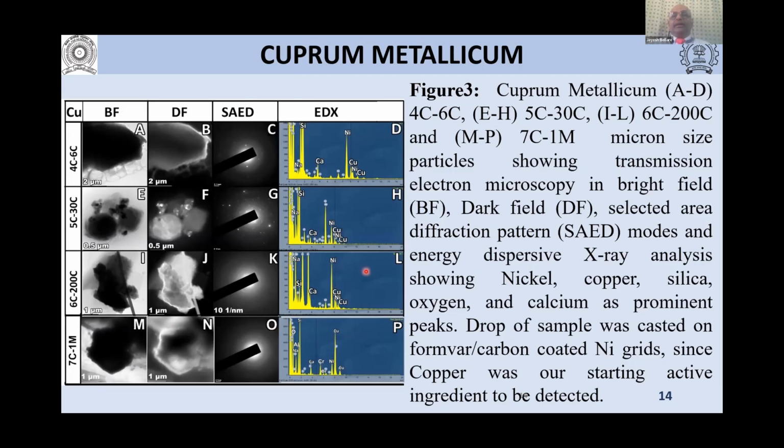So the results of the cuprum metallicum tell us that the presence of copper is there within the sample, and the peaks of other ingredients present can also be explained. The nickel coming from the grid, the copper is the active ingredient, and the silica, oxygen, and calcium are from the glass wall, which has leached out into silicates.